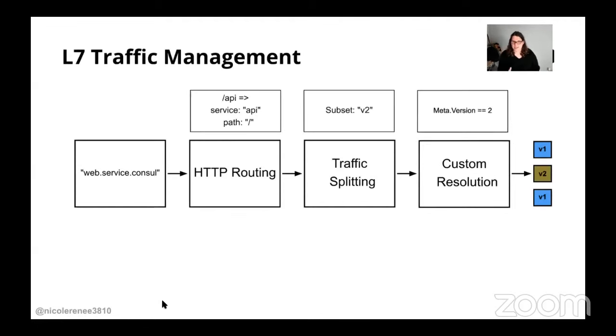So what does that look like? So in the case of HTTP routing, we can say if a request comes in that's web.service.consul/API.